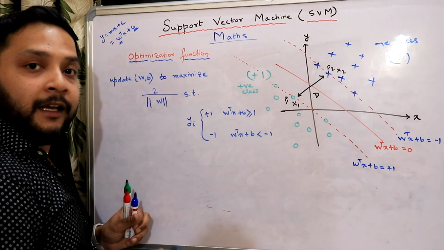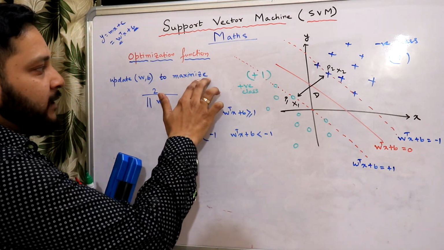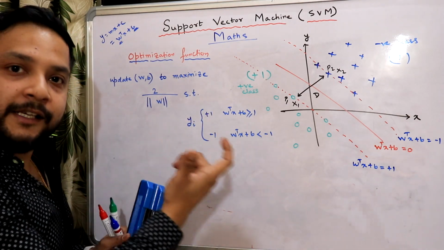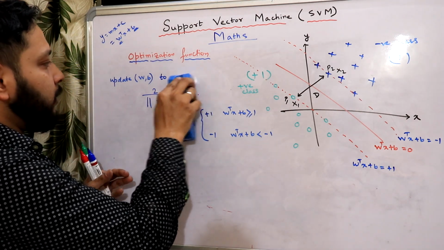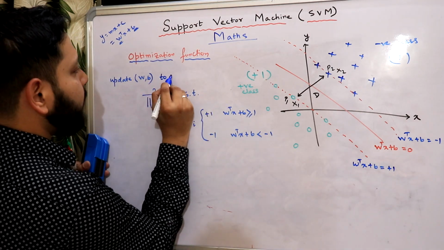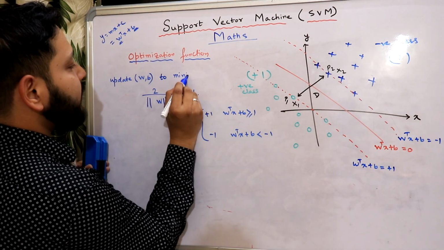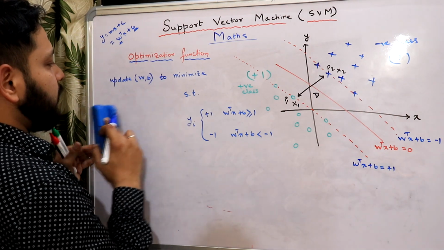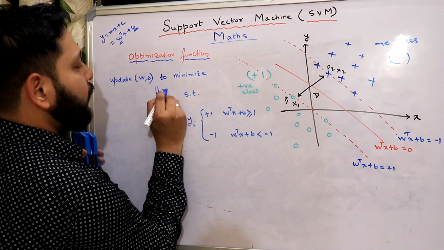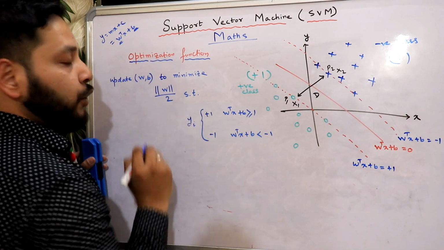Okay, so in this optimization function we are seeing that we have to maximize this value, or else we can also write that we can take a reciprocal. Maximization of this value is equivalent to the minimization of the reciprocal of the value, right? This is equal to minimize, taking the reciprocal of this, norm of w by 2.